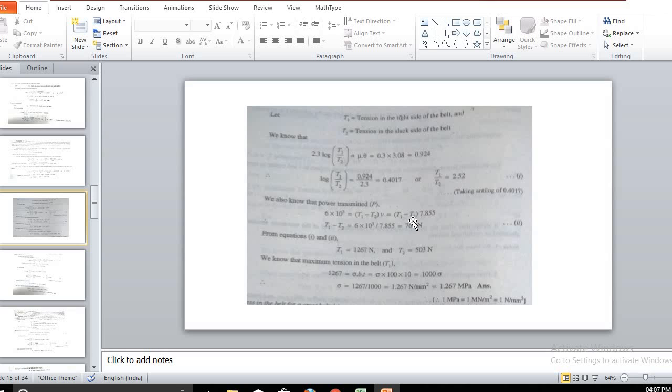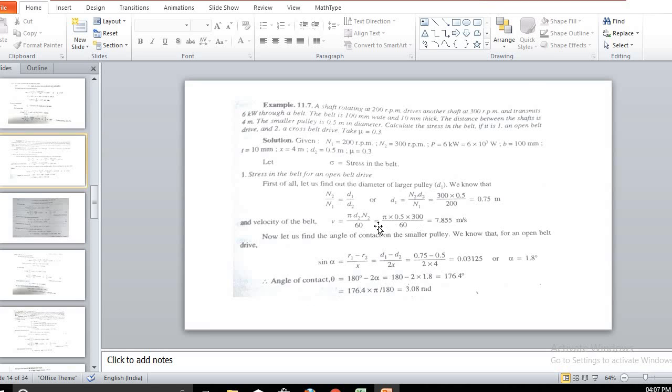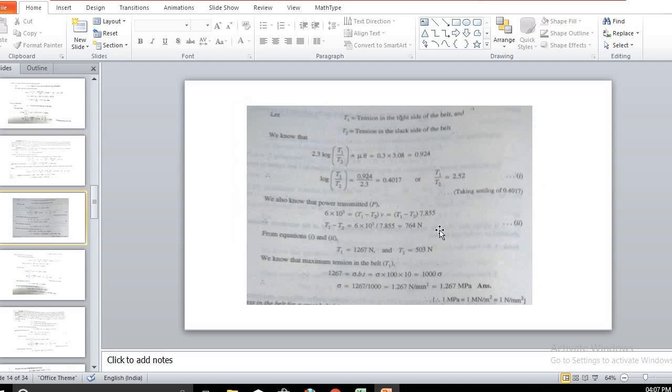V. Velocity we already calculated here, 7.854. Put here 7.854, 6 into 10 raised to 3, T1 minus T2. So T1 minus T2 now becomes 764 Newton. Now by using these two relations, T1 by T2 is equal to 2.52 and T1 minus T2 is equal to 764 Newton, we can find out T1 and T2.